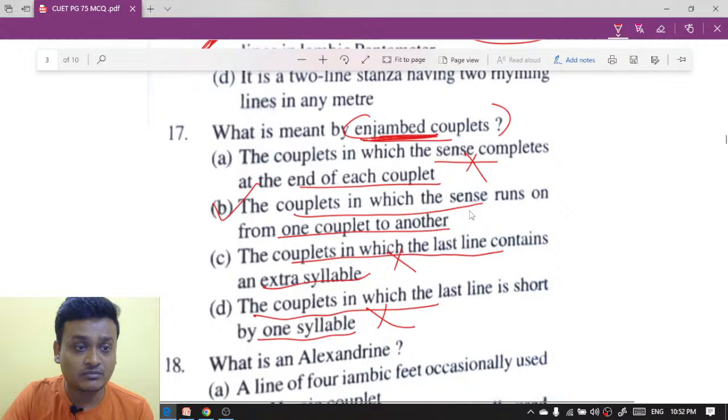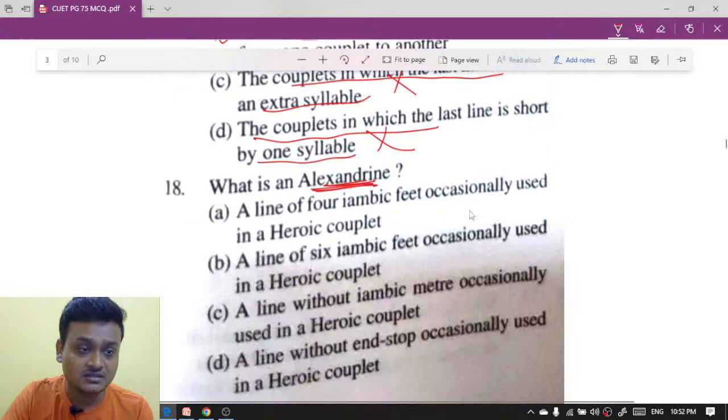Moving on to question number 18. What is an alexandrine? Alexandrine can be a line of 4 iambic feet occasionally used in heroic couplet, a line of 6 iambic feet occasionally used in heroic couplet, a line without iambic meter occasionally used in heroic couplet, or a line without end stop, that is wrong. A line of 6 iambic feet occasionally used in heroic couplet. So B is the right option. Alexandrine is a line of 6 iambic feet occasionally used in a heroic couplet.